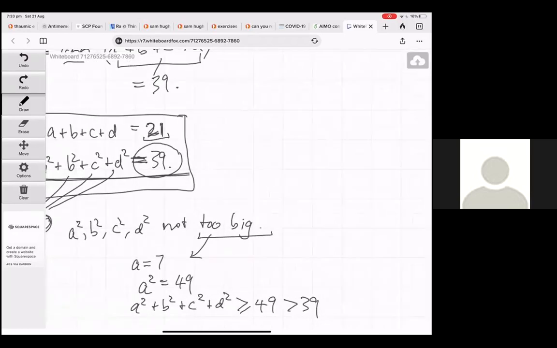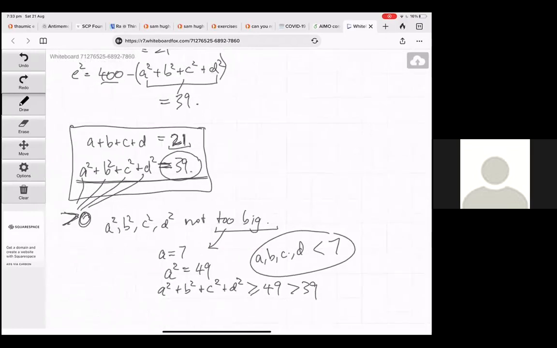So that means that what we've discovered is A, B, C, and D all have to be less than 7. Otherwise, it would be too big and we can't get that second equation. So that's a good upper bound. Now let's focus our attention on the first equation here.